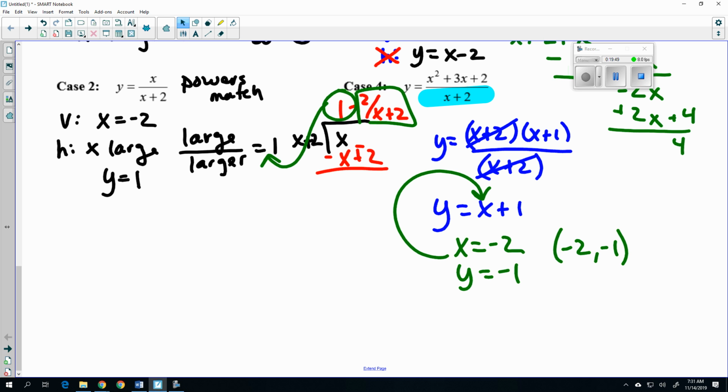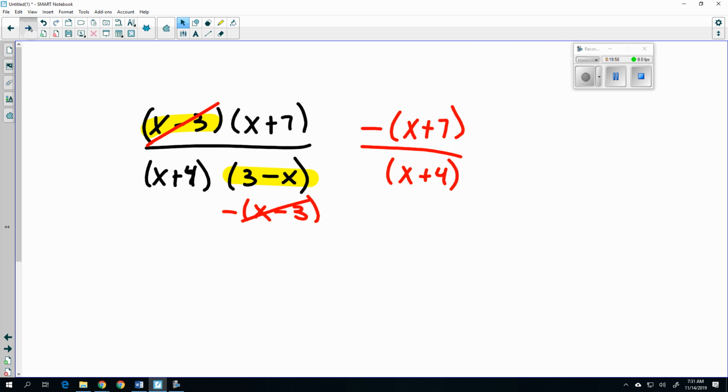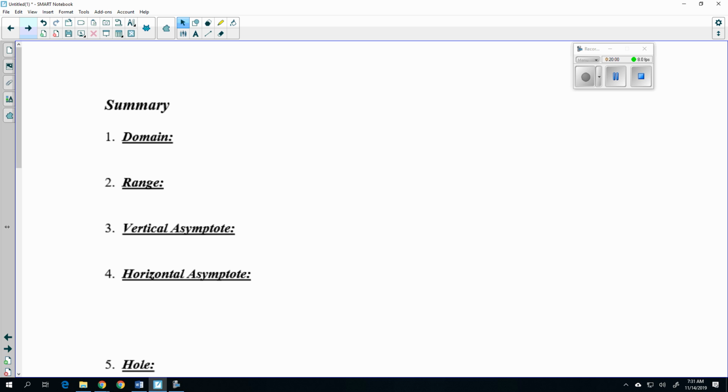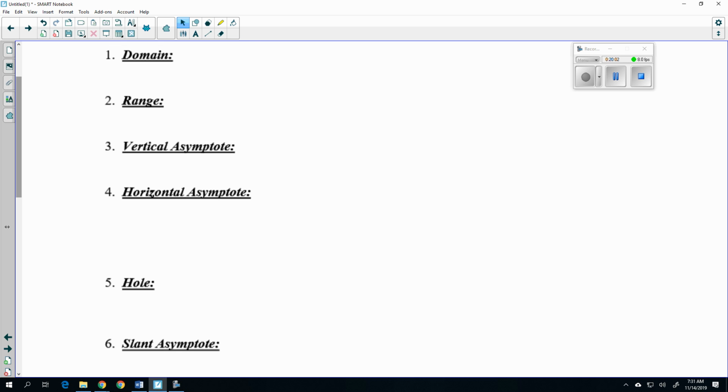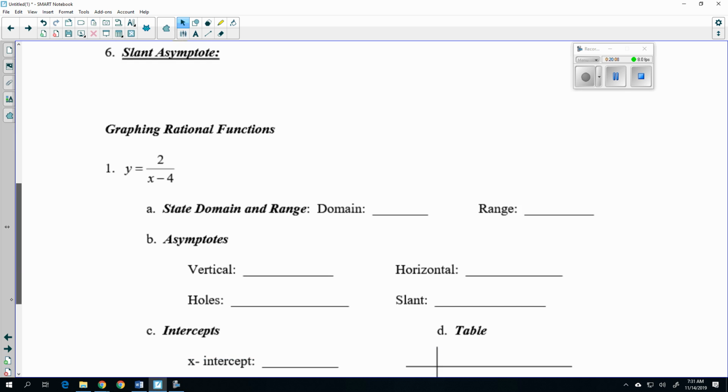Now that's a lot of stuff. Okay, a lot of stuff there. So let's just turn the page over. We're not going to do any graphing today. We're just going to identify some things. Okay, we're going to identify some things. And I'm thinking we might be okay.